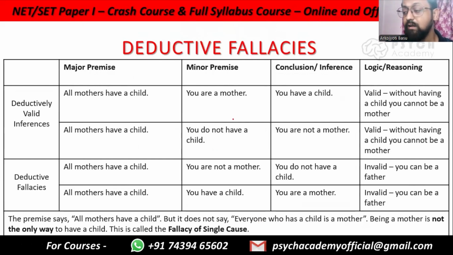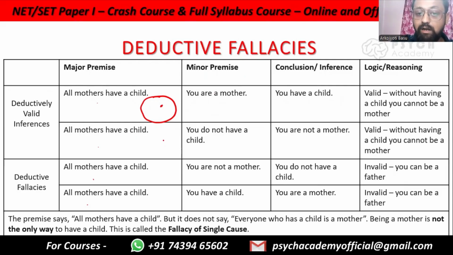Deductive fallacies, that is, sometimes when we use our logic in problematic ways. Example: see, the major premise in all four situations is the same. All mothers have a child. In the first one, the minor premise: you are a mother, hence you have a child. This is valid. Because if all mothers have a child and you are a mother, you have a child. This is the set of mothers, and you happen to be somebody here.